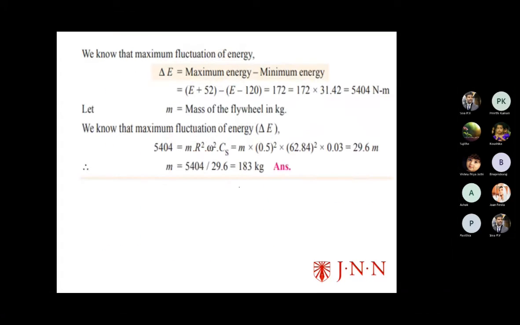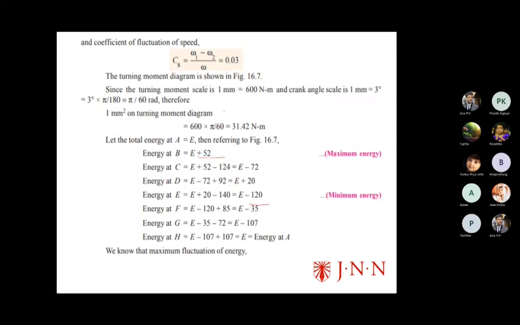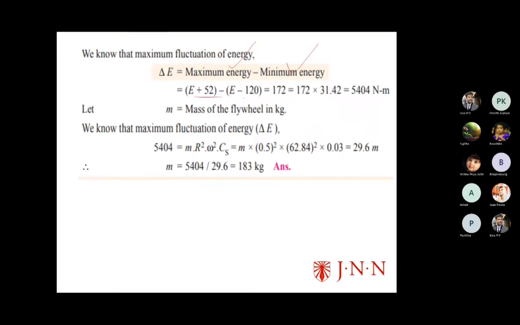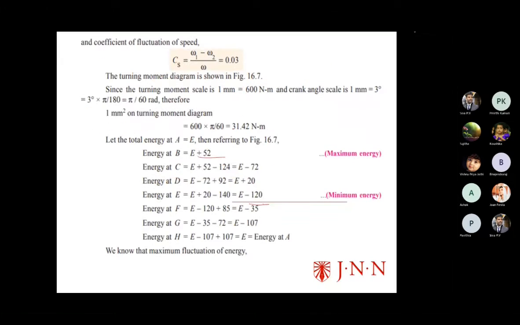So we know the formula: the maximum fluctuation of energy, delta E, equals maximum energy minus minimum energy. Maximum energy E plus 52 minus minimum energy E minus 120. In this diagram, the minimum energy is E minus 120. The E and E cancel, and the minus with minus becomes plus, so 52 plus 120 is 172. This is in terms of mm square, but 1 mm square equals 31.42, which we found here.